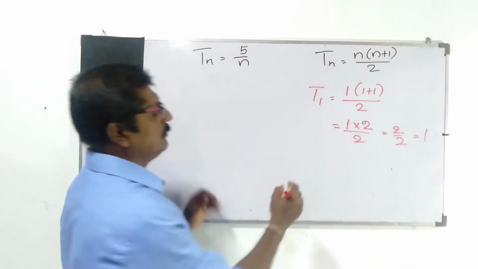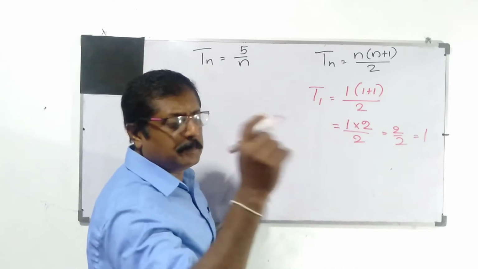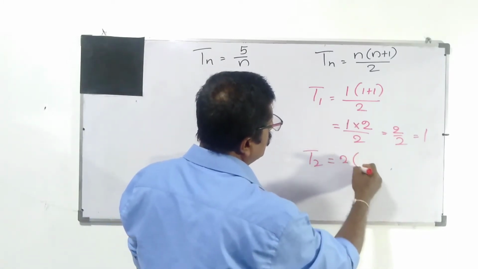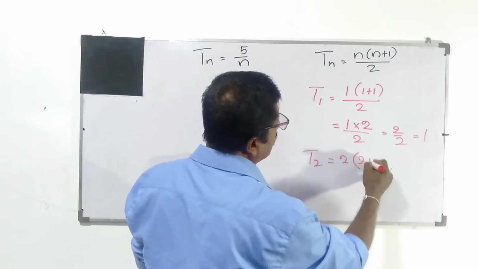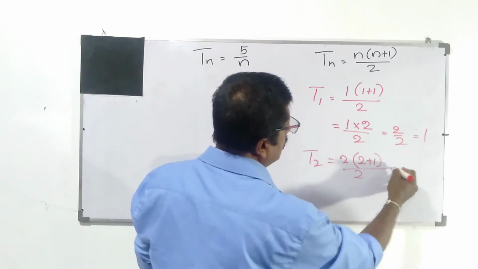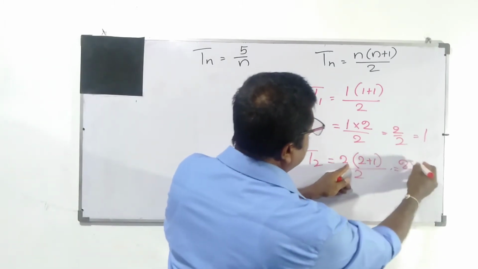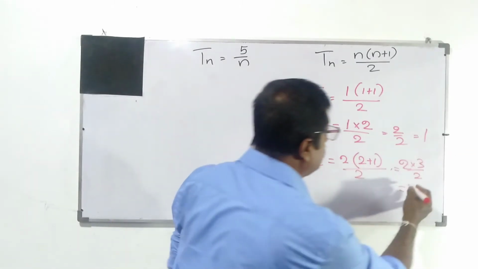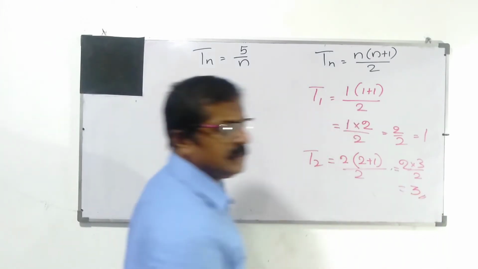What is the second term? In the place of n we are putting 2. T2, second term: 2 times (2 plus 1) divided by 2. That means 2 multiplied by 3 divided by 2. How much is 2 times 3? That is 6. 6 divided by 2 is 3. Second term is 3.